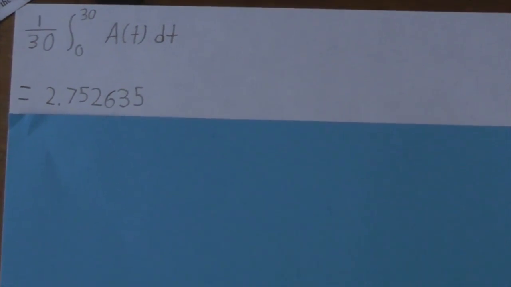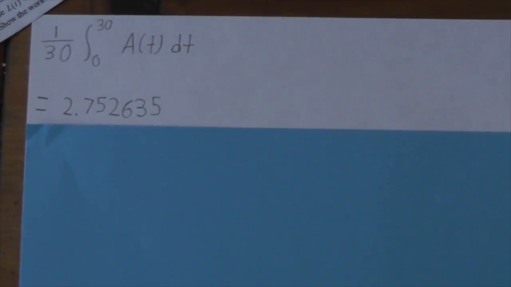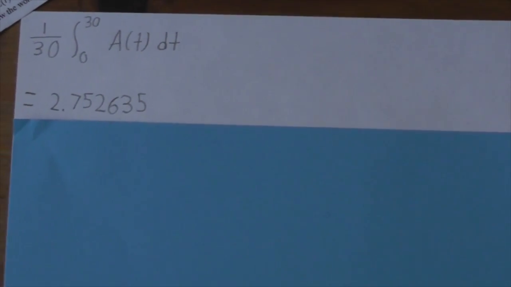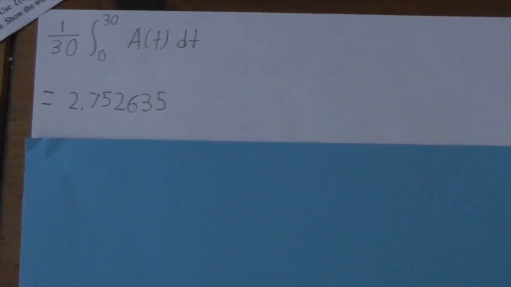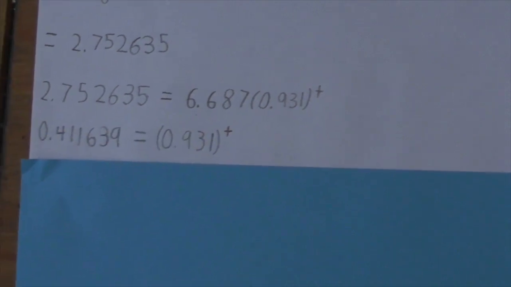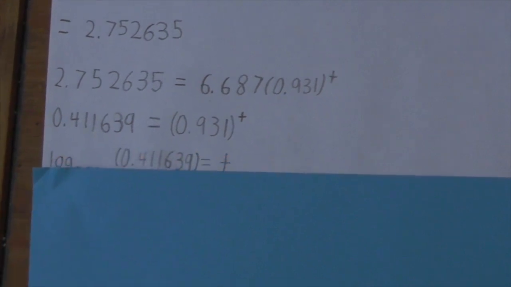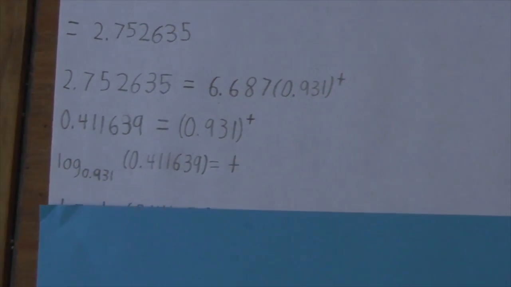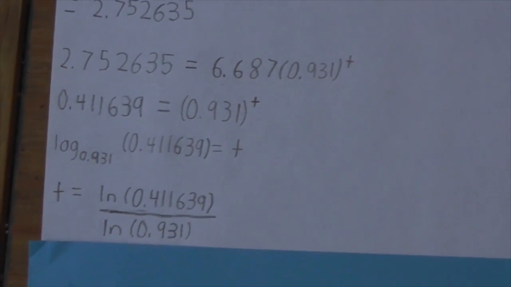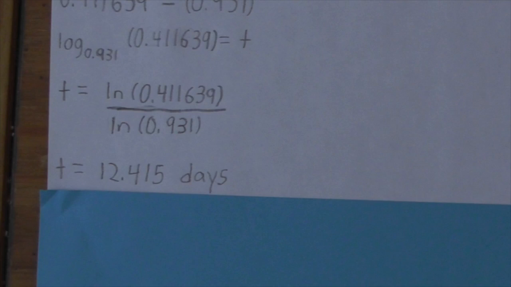This value is the average y value on the interval of 0 to 30, but the question asks for the time t at which this value occurs. We can find the t value by setting this equation equal to the value we found. We can simplify this, and now we can use logarithms to solve the equation for t. We can plug this into our calculator and we get a final answer of t equals about 12.415 days.